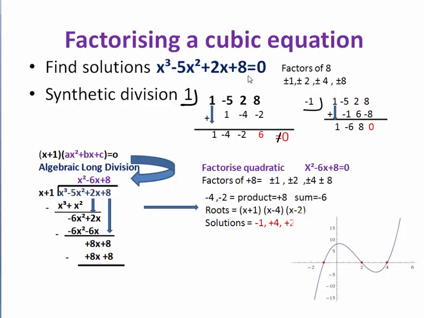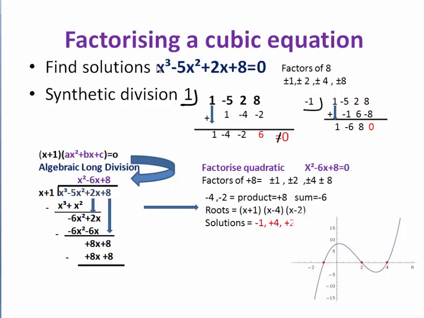First of all, we need to find the factors of 8, and the factors of 8 are plus or minus 1, plus or minus 2, plus or minus 4, and plus or minus 8. This makes it easier to find one of the roots of the cubic equation. So first of all, we're going to use plus 1 and do synthetic division. So let's just go through how we do synthetic division.